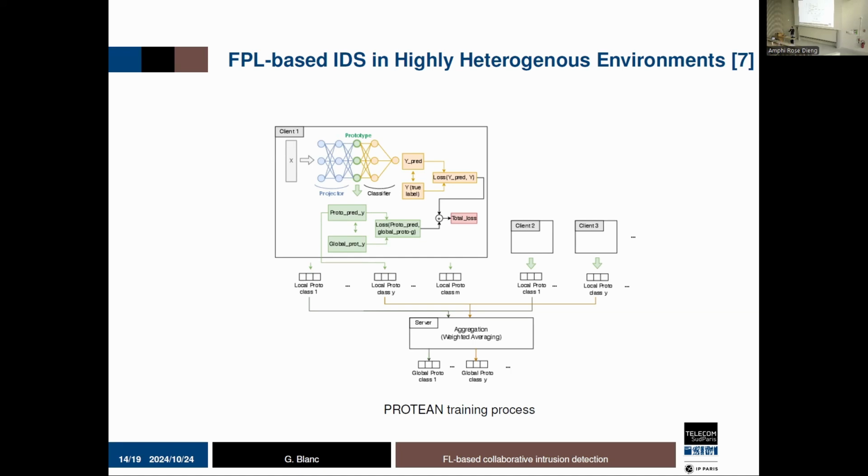If you don't have any data about a given attack class, that doesn't matter, because you will have an empty cluster, but then you will receive the average prototypes of all the other participants. And then you will learn a new attack that you didn't know about before.